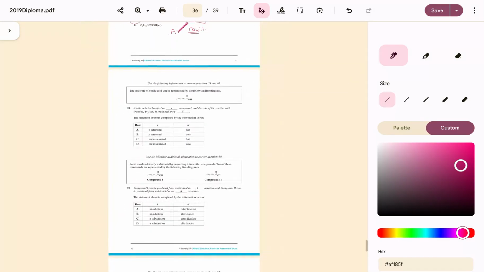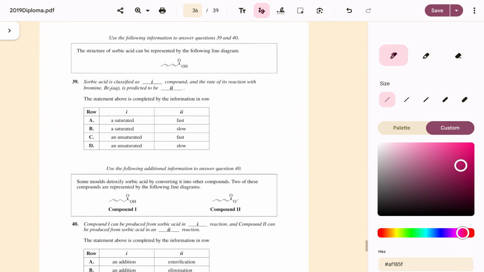All right, so almost done here. I'm going the wrong way.